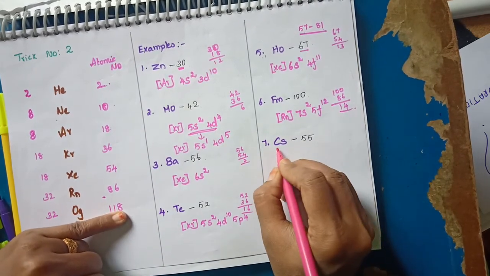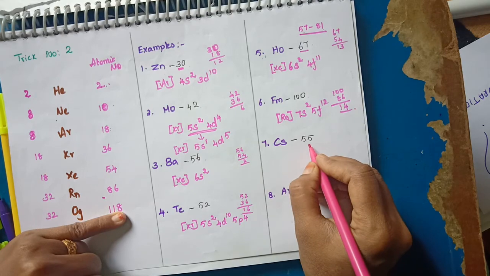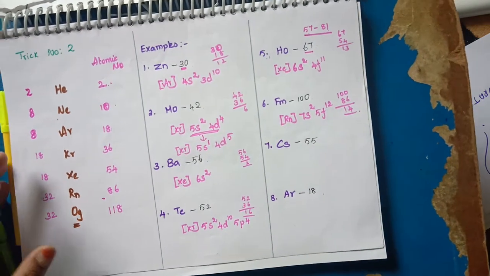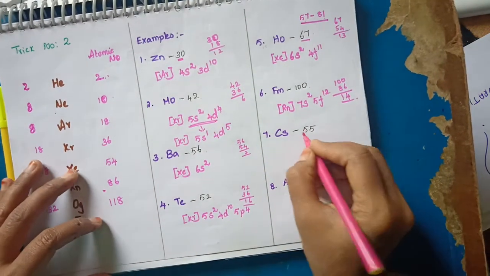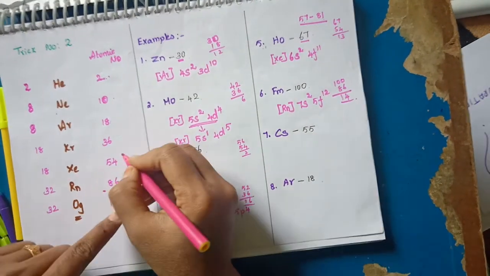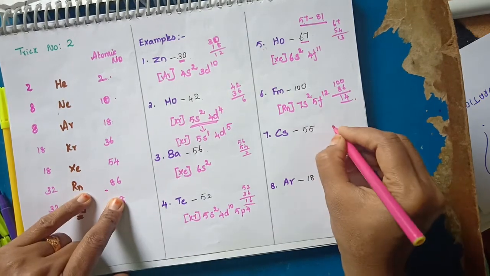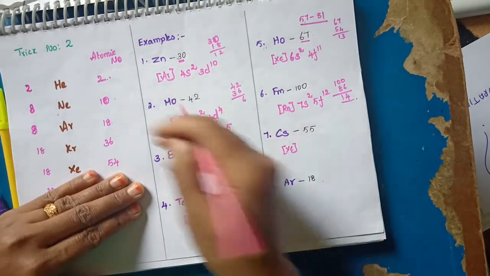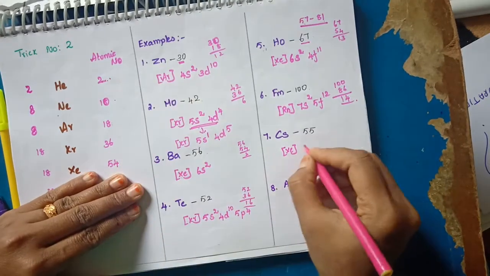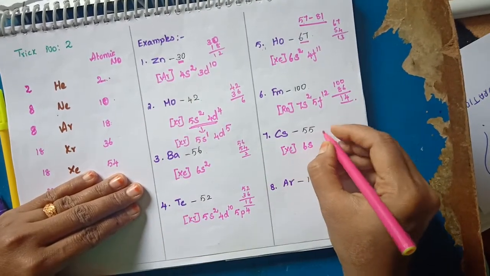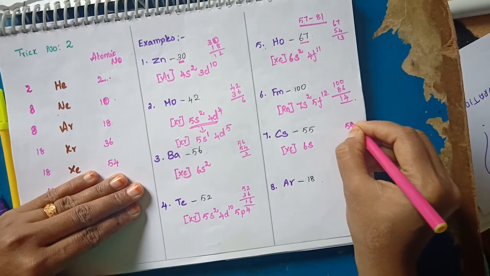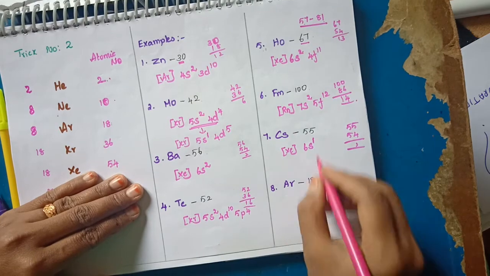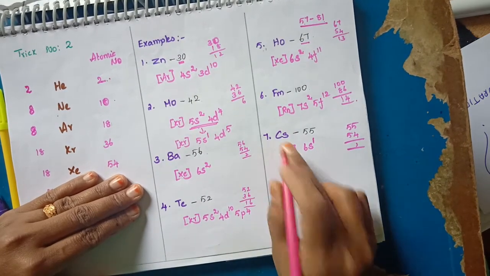Next one is cesium. The cesium atomic number is 55. The 55 is coming between the xenon and the radon. So we have to write xenon in the square bracket. Next it has to start with 6s, as 1, 2, 3, 4, 5 is over. So how much is remaining? 55 minus 54. So 1 is remaining. So it will end up with 6s1. So it belongs to the s block elements.